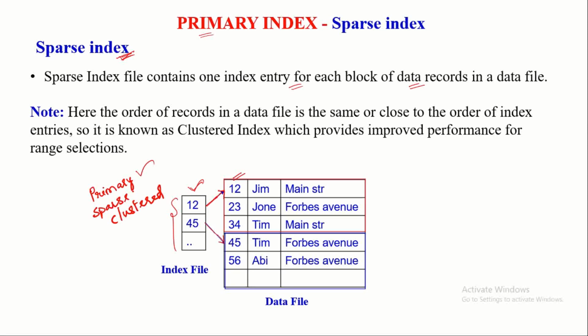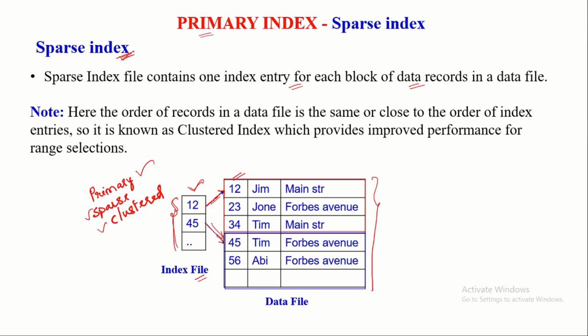Okay, that's why this primary index is known as a sparse index. As well, you can notice that the order of records in the data file and the order of records in the index file are close to each other. So that's why this index file is also known as a clustered index.